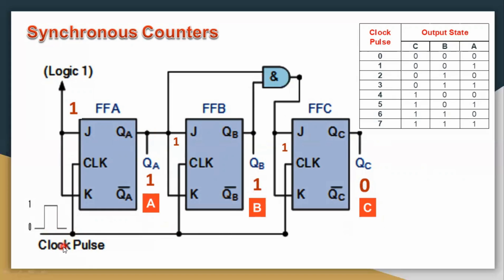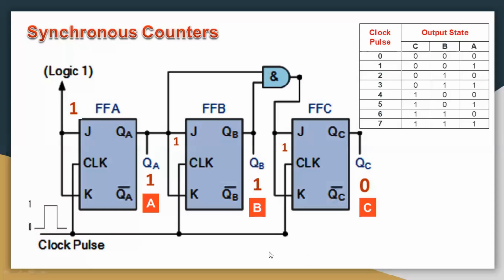Now, just before the fourth clock pulse, this output A is high, therefore it will activate this flip-flop, so it changes to 0. But when we look at the third flip-flop, the AND gate will go to high state because its inputs, this QA and QB, are 1. Therefore, the output of this AND gate will be 1.